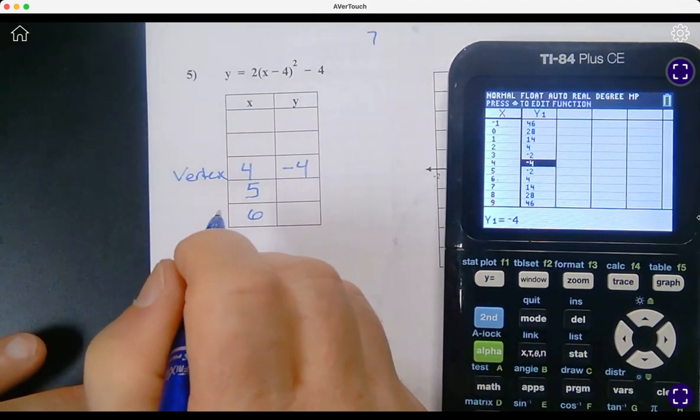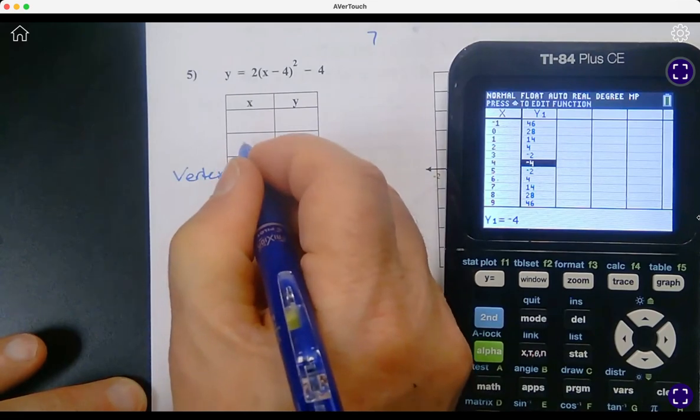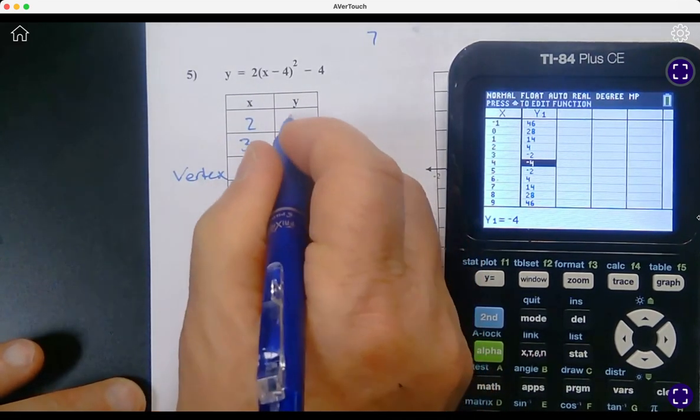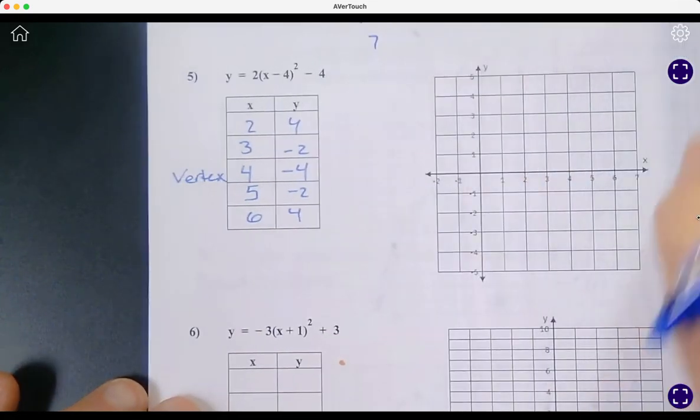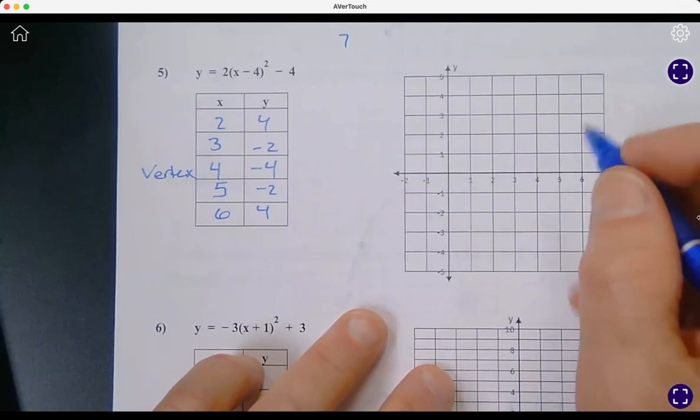All right, now I'm just going to fill in the table from there. 5 is negative 2. 6 is 4. So that means 3 is negative 2, and 2 is 4. That's that symmetry that gives us those same outputs as we go equal distance away on the x.